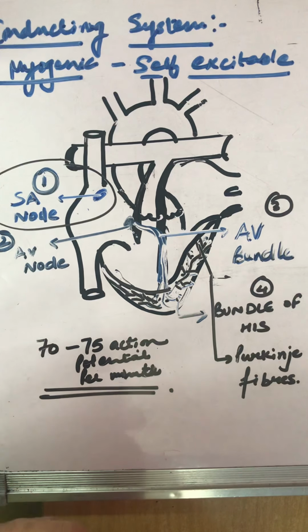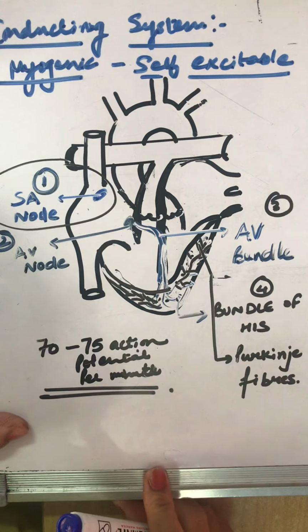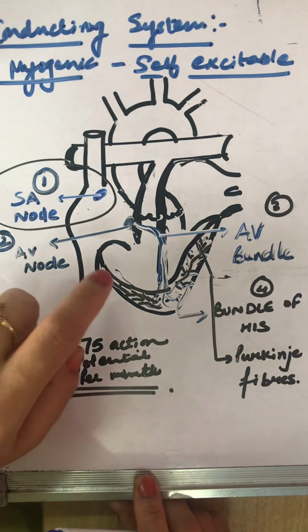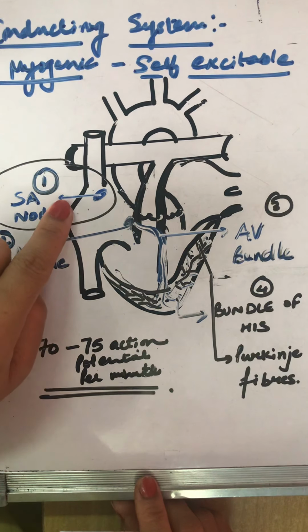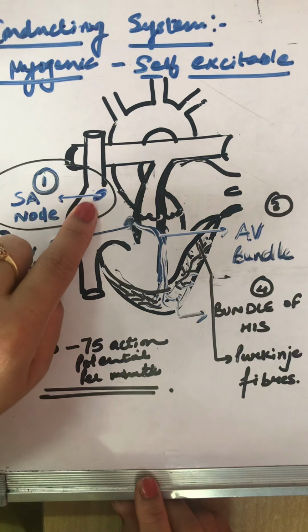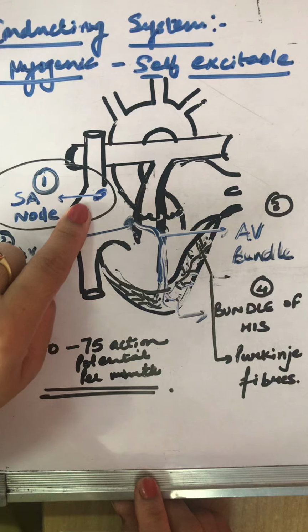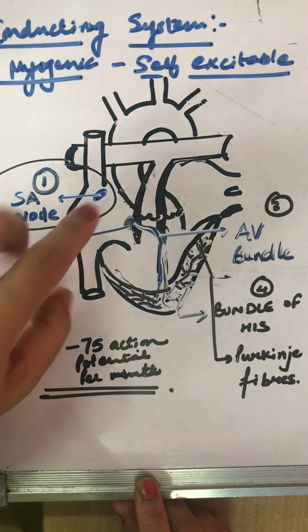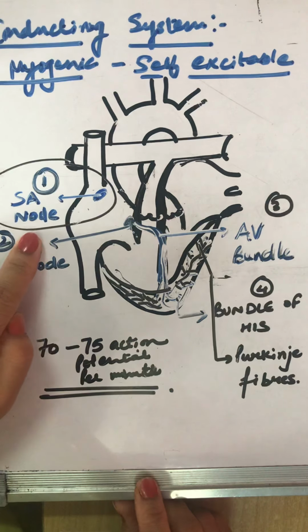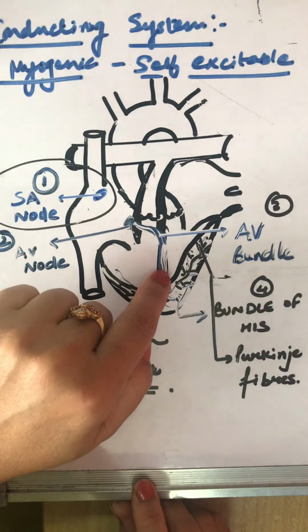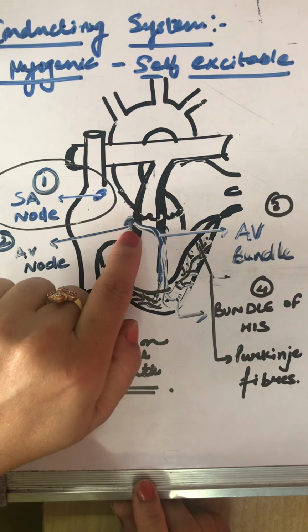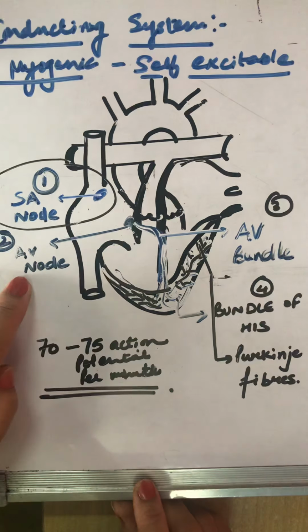Once again, the heart is myogenic, the cardiac impulse is initiated by the cardiac muscle fibers. First of all, it is initiated by the SA node, situated in the right upper corner of the right atrium. From here, they show the ability of self-excitation. The impulse conducted here will pass to the ventricles. How? Through the AV node, which is located in the lower left corner of the right atrium.